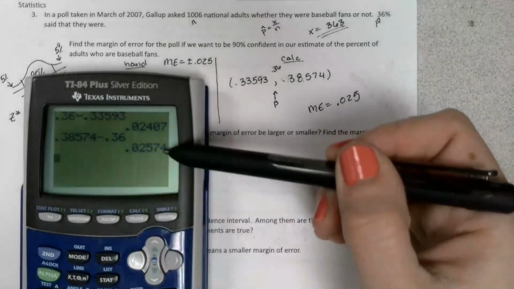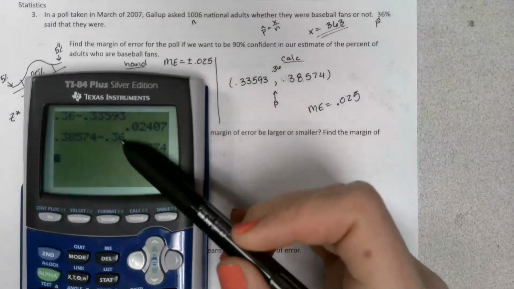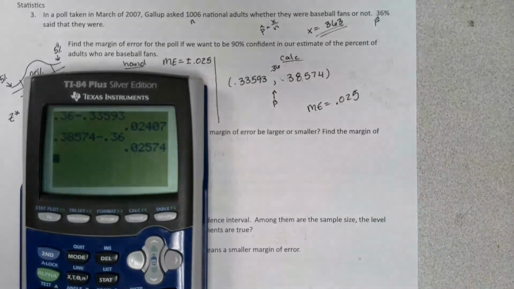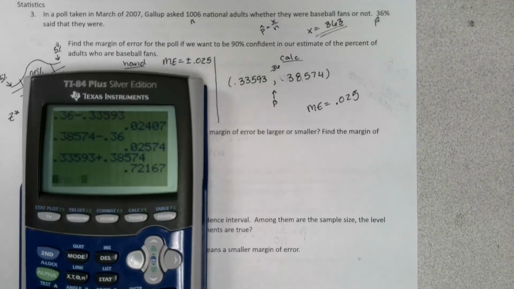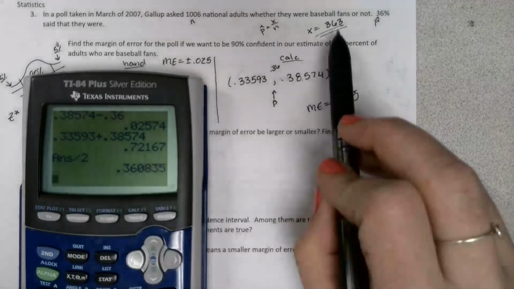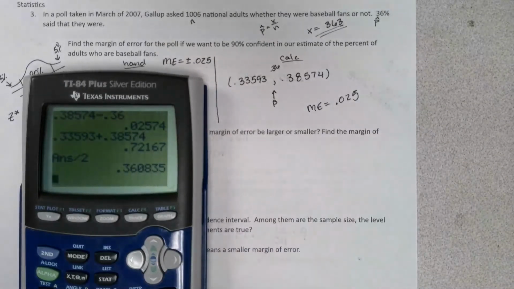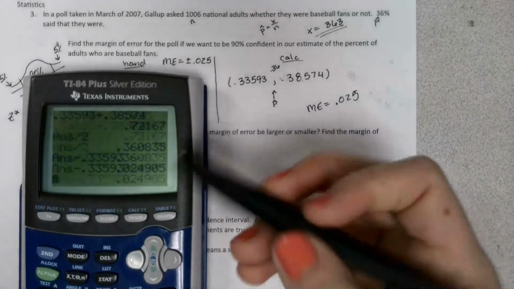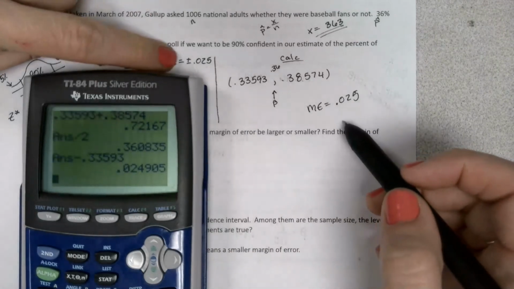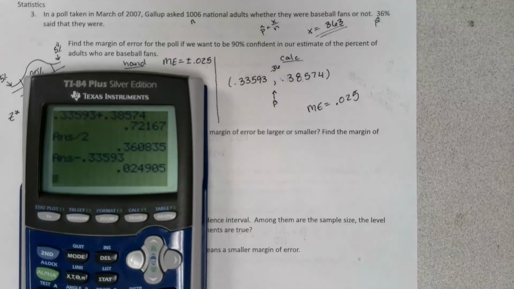Oh, and you notice it's actually a little bit different, and that's because this 0.36 is not going to be exact. So let's see, 0.33593 plus 0.38574. So this is what they have for their point estimate if we're using 363. Now 0.33593, so there's my margin of error, which gives me still the same 0.025 that we got before.